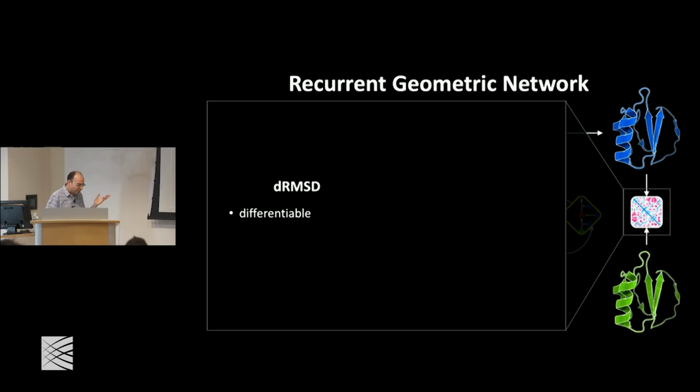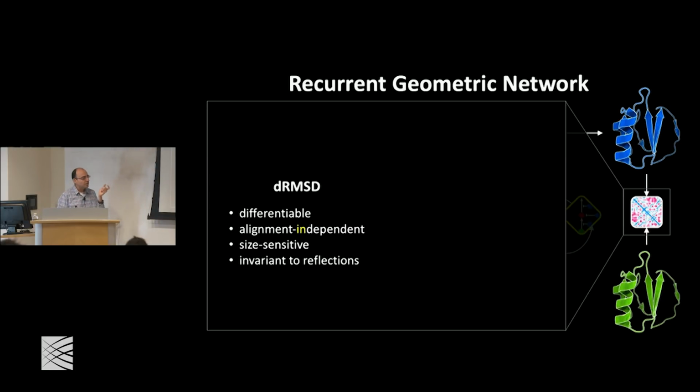So the advantage of this is that it's differentiable. It's alignment independent, so you don't have to put the two things together. It is, on the other hand, size sensitive. This is a drawback, so it tends to grow with the size of the protein. And it is invariant to reflections, so it doesn't quite know about chirality, which is also a drawback.